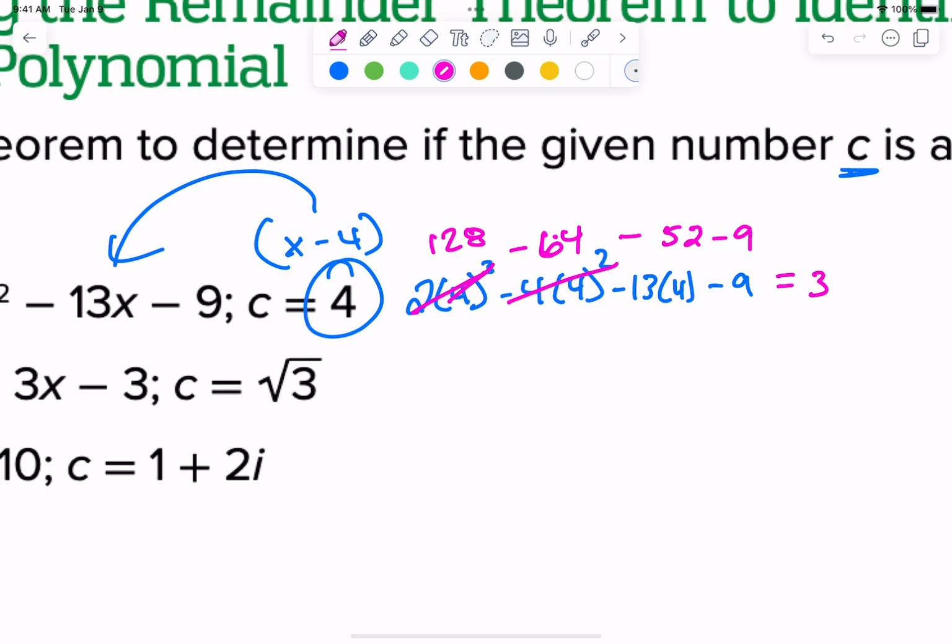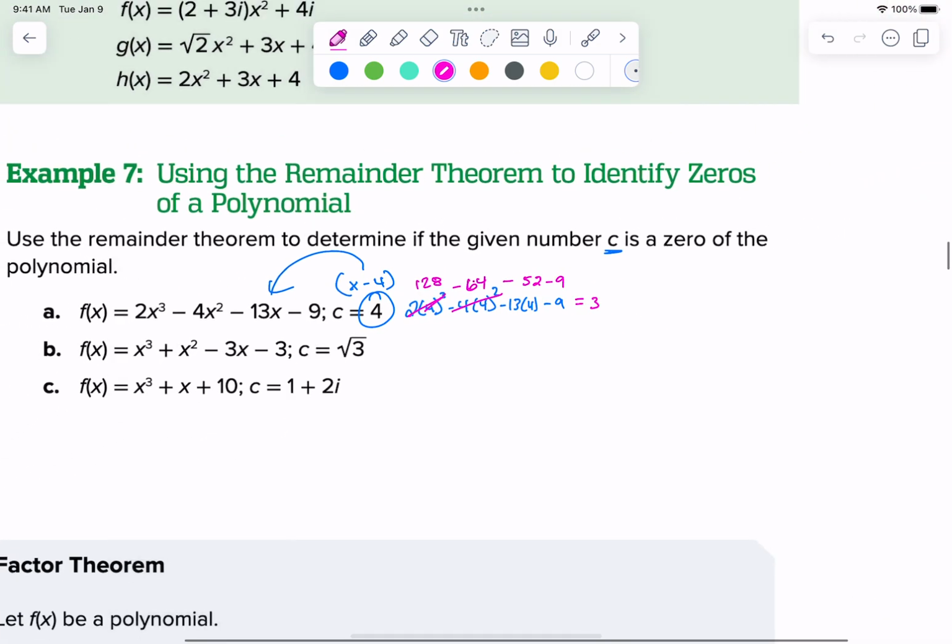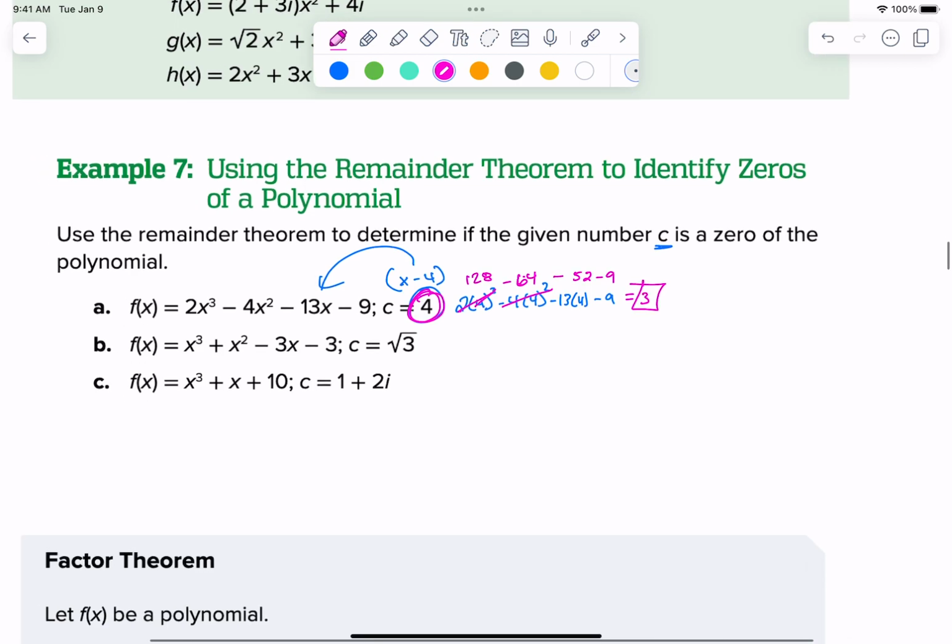So it says determine whether 4 is a 0 of that polynomial. No. Or in other words, does 4 go in there evenly? No, because it will have a remainder. So A is no. It does not go in there evenly. It's not going to cross at 4. Make sense? Okay.